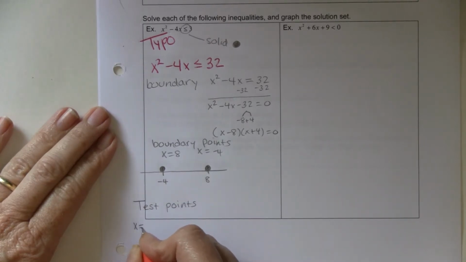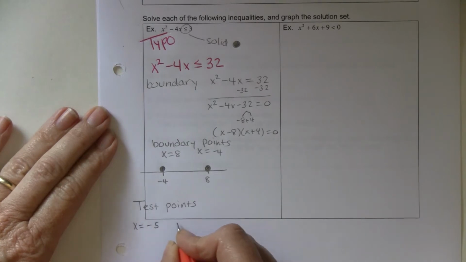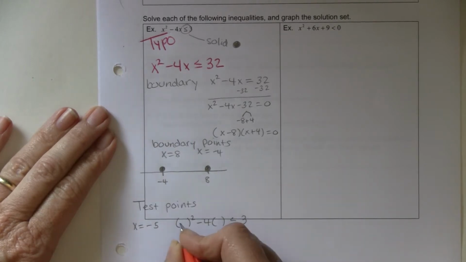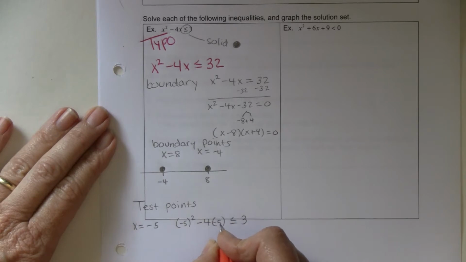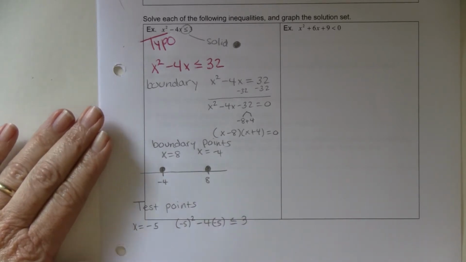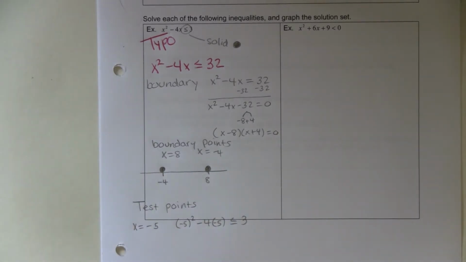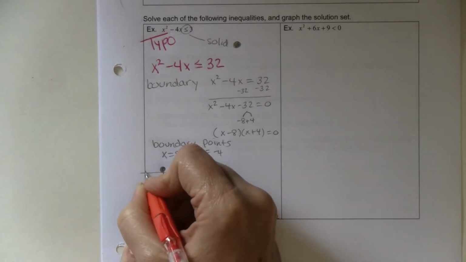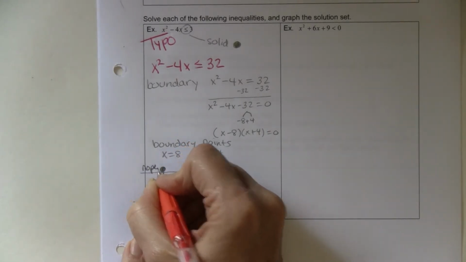I'm going to test -5 in the original inequality, x squared minus 4x is less than 32. I'm going to put in -5 and see, is it true? That's 25 plus 20, so that's 45, less than 32? No. Nope. So this is a nope in that region.